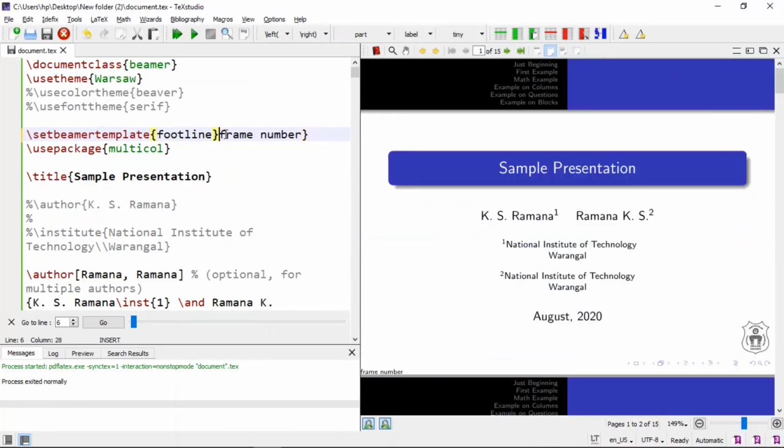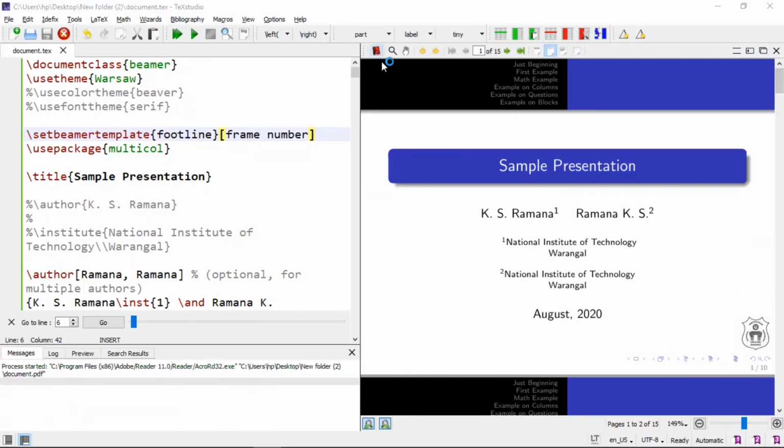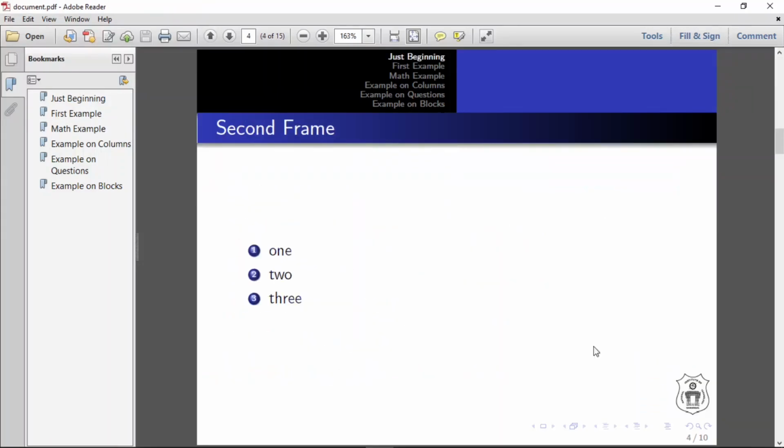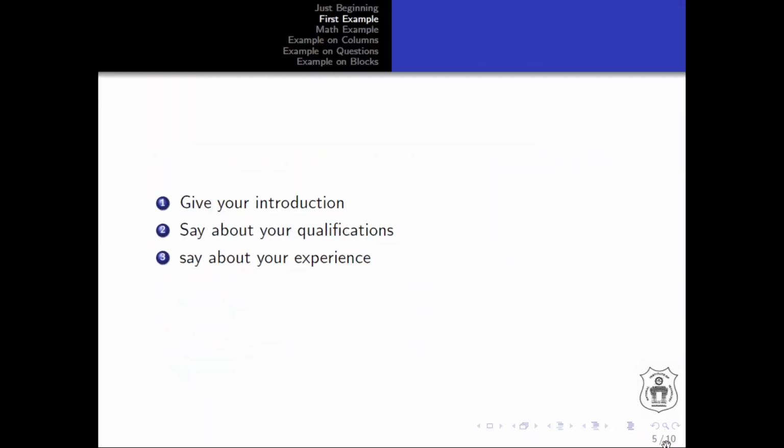Sorry, this one should be in square brackets. I put this in; this is the option. Okay, sorry. Please see. See here, I got this. So see here, the page numbers will appear. At the bottom, you are getting page numbers even in the Warsaw theme just by using the command set beamer template.